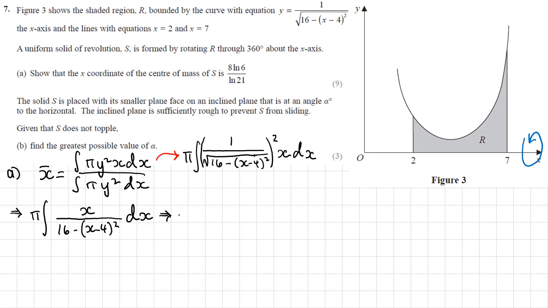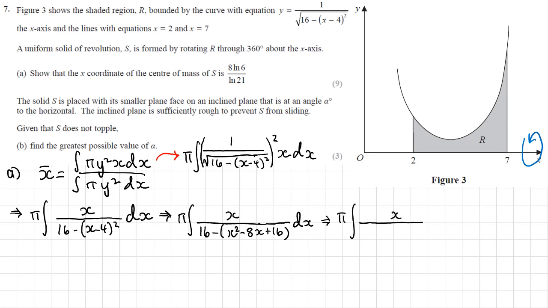My next step would be to multiply out the brackets at the bottom. So I'll have 16 and then minus x squared minus 8x plus 16. So that's all going to be subtracted. So let's simplify that at the bottom. So we'll get x over.